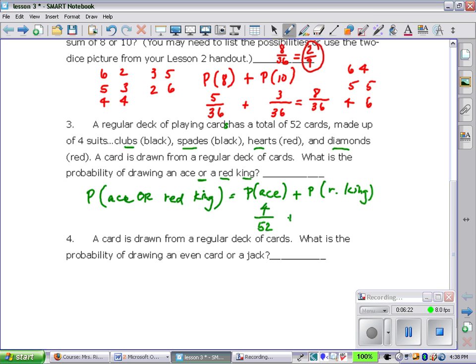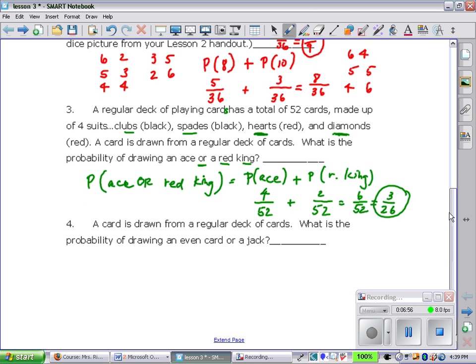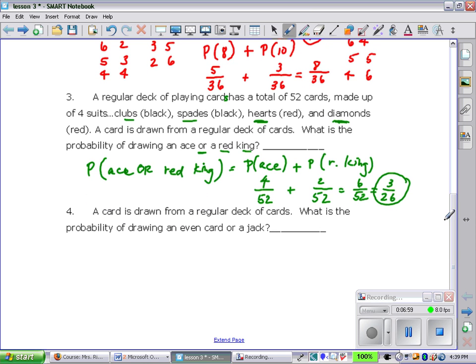Very good. Now, again, we want a king, so in this case, there's still 52 choices. A red king. How many kings are there that are red? Hearts are red and diamonds are red, and they each have a king, so that makes 2 red kings, which means 6 out of 52. Simplify that, we get 3 over 26. And that is your final answer. So you have a 3 out of 26 chance of getting an ace or a red king.